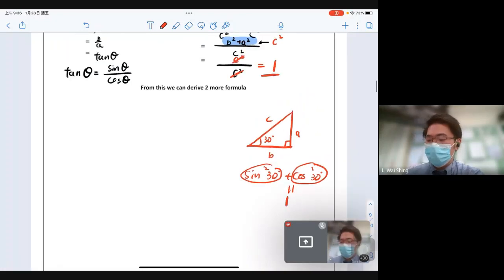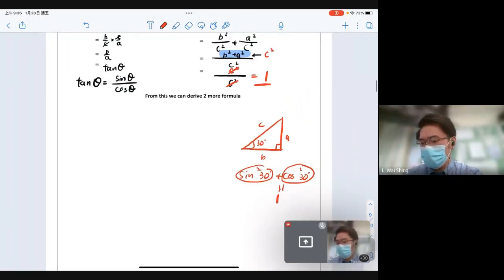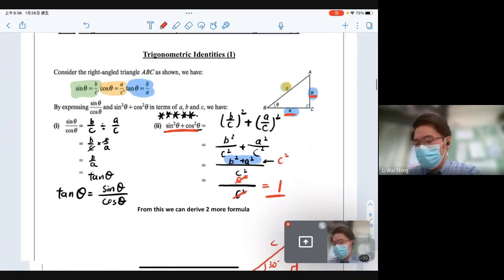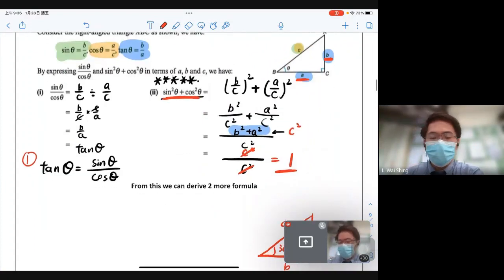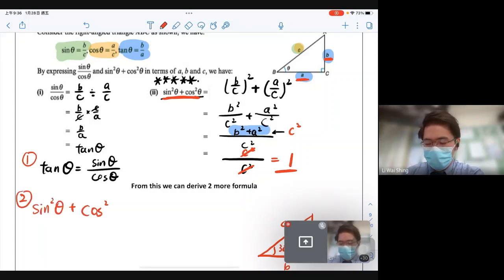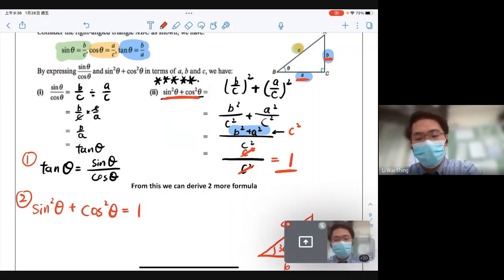Okay? So, you have this identity here. The other two formulas, I will talk about later, so I will reserve them. But at this moment, you should know two important identities. The first one, sine over cosine equals tangent. The second, sine square plus cosine square equals 1. These two are the most important identities.